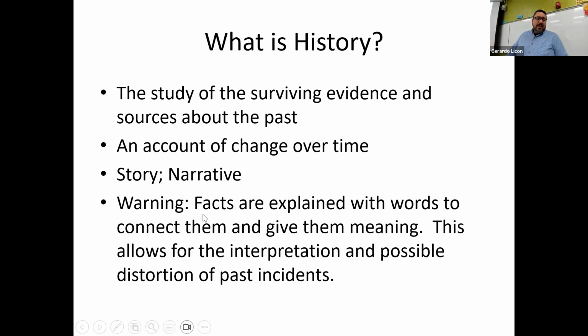Last bullet point, warning. Facts are explained with words to connect them and give them meaning. This allows for the interpretation and possible distortion of past incidents. What do I mean? What does this mean? Sometimes people might say, just give me the facts, and I'll come to my own conclusions. And that's good. That's not a bad approach. You should always be thinking for yourself and determining whether you agree with something or not.